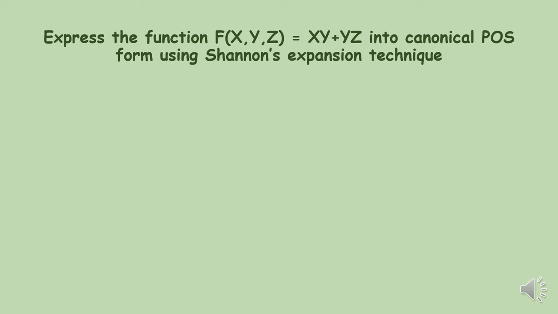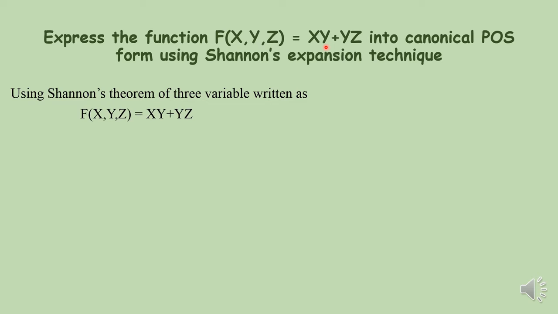Our first example is: express the function f, which is a three variable function of x, y, z, equal to xy plus yz, into canonical POS form by using Shannon's expansion technique. So by using Shannon's expansion technique, from this expression we get a canonical POS form. Let us see the process here.